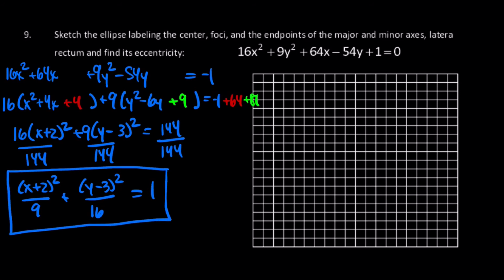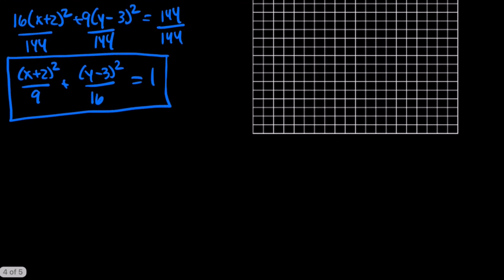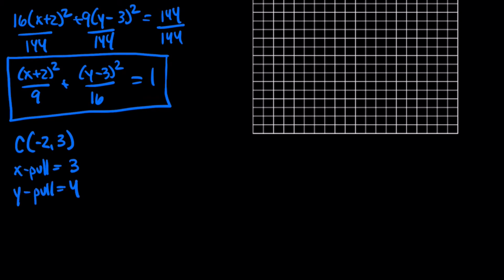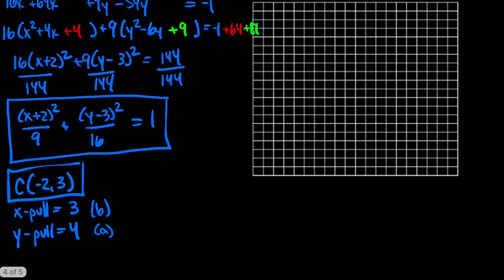From this, right away, should be conditioned by now, center, x pole, y pole. Okay, so my center will be negative 2, 3. X pole equals 3. Y pole equals 4. Now, in this case, in an ellipse, remember, your a value is the larger of the two. This will come into play when we have to find eccentricity, maybe with our c-squared equation, and b would be 3.